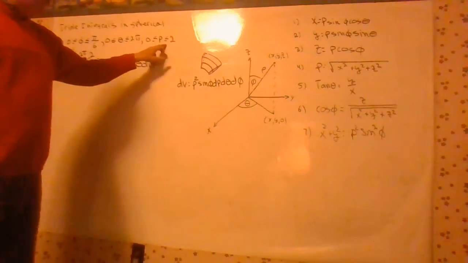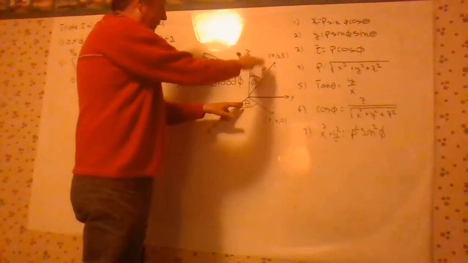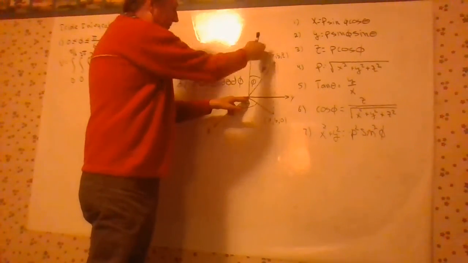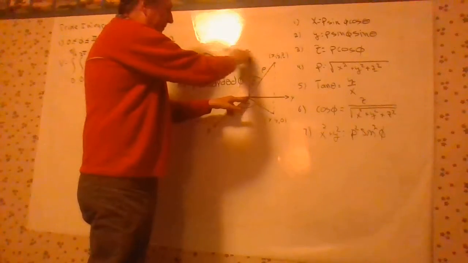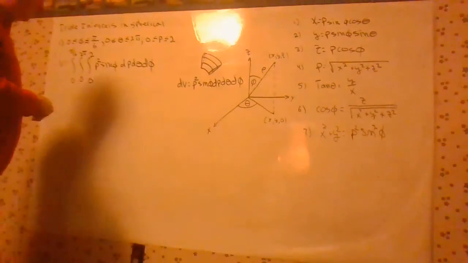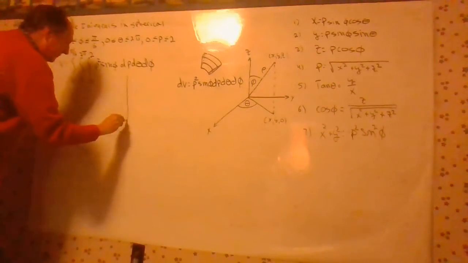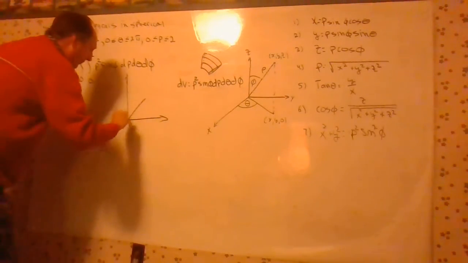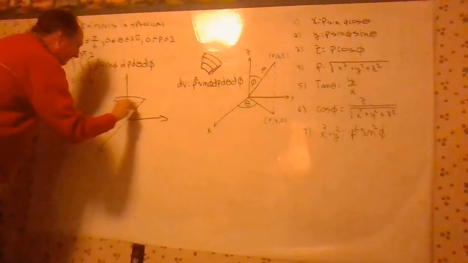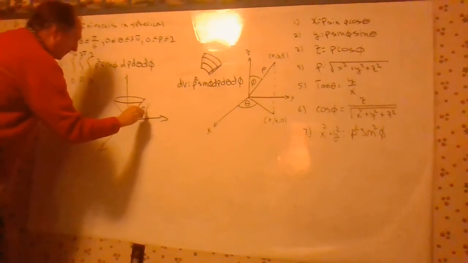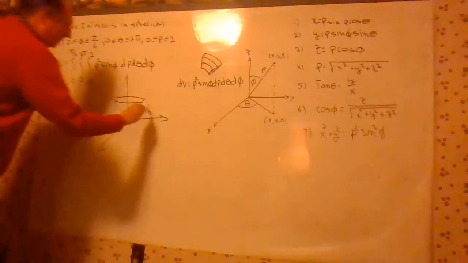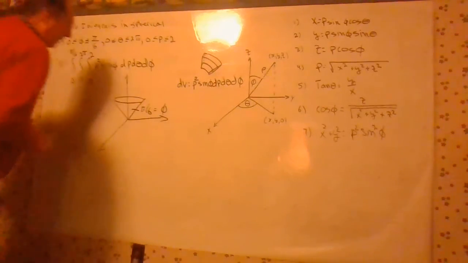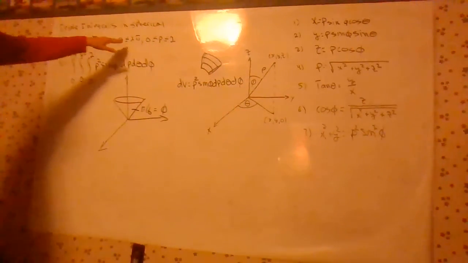Rho goes from 0 to 2. And so rho starts here, goes out to 2. We're going to have a spherical cap. And so the picture we have looks like this. There's pi over 6 equals phi. Theta goes from 0 to 2 pi.